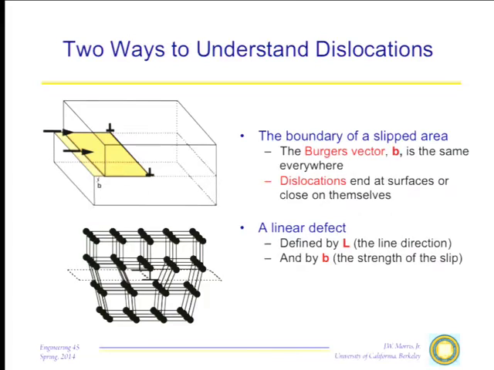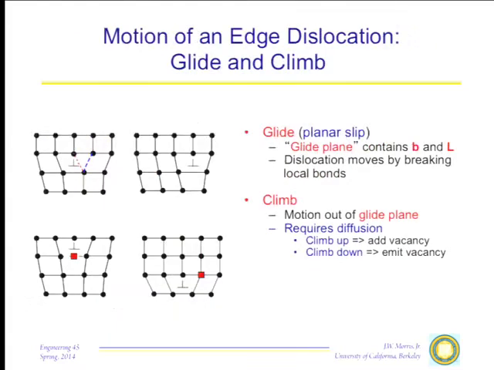Another way to imagine a dislocation is as a linear defect, which is defined by its line direction and by the Burgers vector, which is the strength of the slip. I'll show you in a minute why both of those can be useful. First of all, let's take the linear defect, and let's consider how it moves.